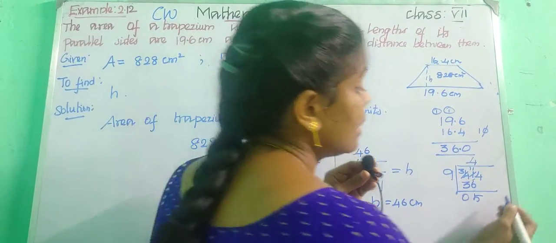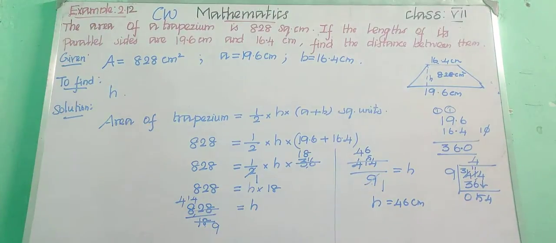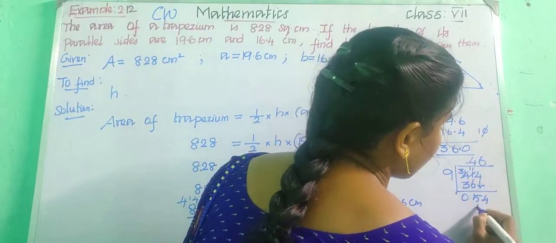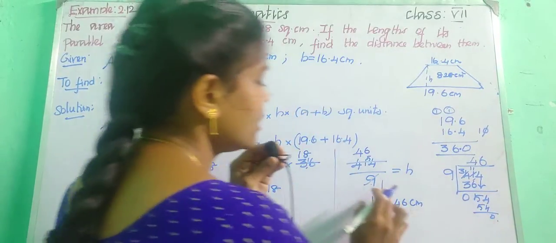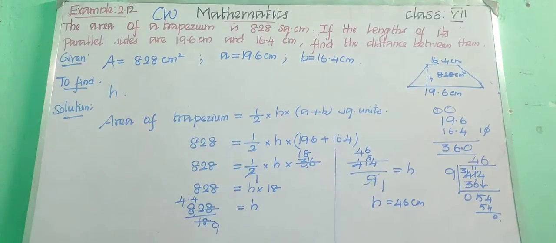Okay, children, now bring down this 4. We got 54. Now say 9 table: 1 9 is 9, 2 9s are 18, 3 9s are 27, 4 9s are 36, 5 9s are 45, 6 9s are 54. So 0. Now we got the answer as 46, the same answer we got. So what is the height? What is the distance between them? The distance between them is 46 centimeter. Children, write the answer in your notebook.